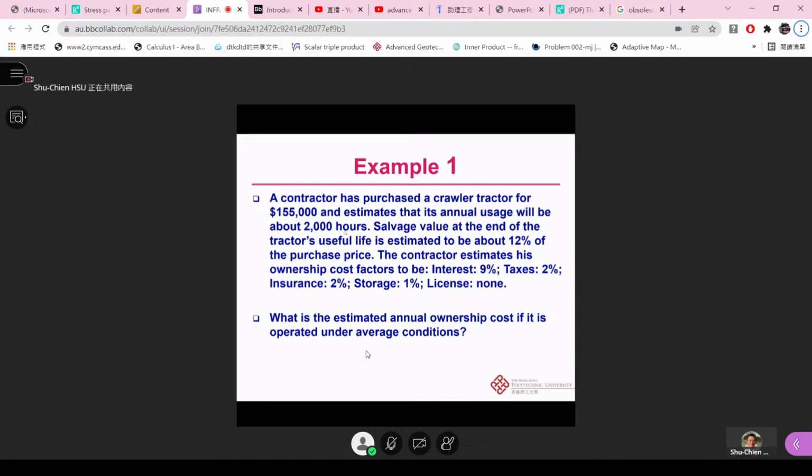And then here for the example one, we also have the contract estimated that the ownership cost factor to be interest 9%, taxes 2%, insurance 2%, storage 1%, license fee none. So what is the estimated annual ownership cost if it is operated under the average condition?